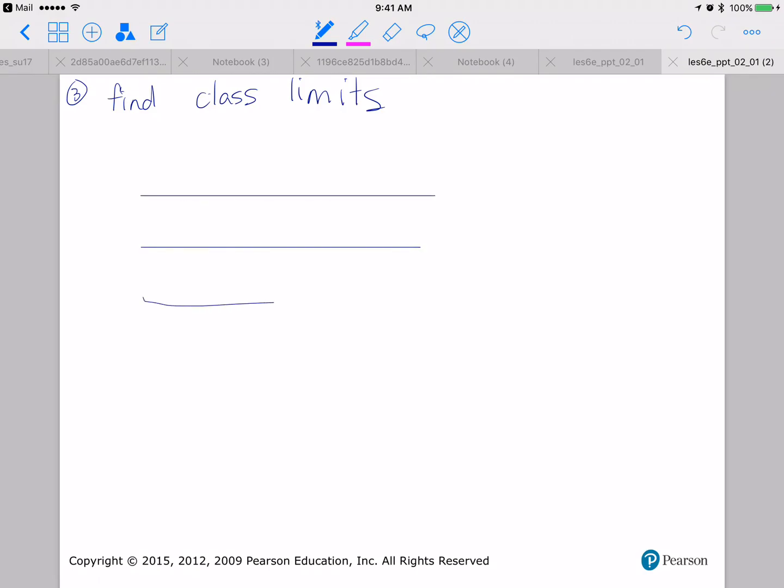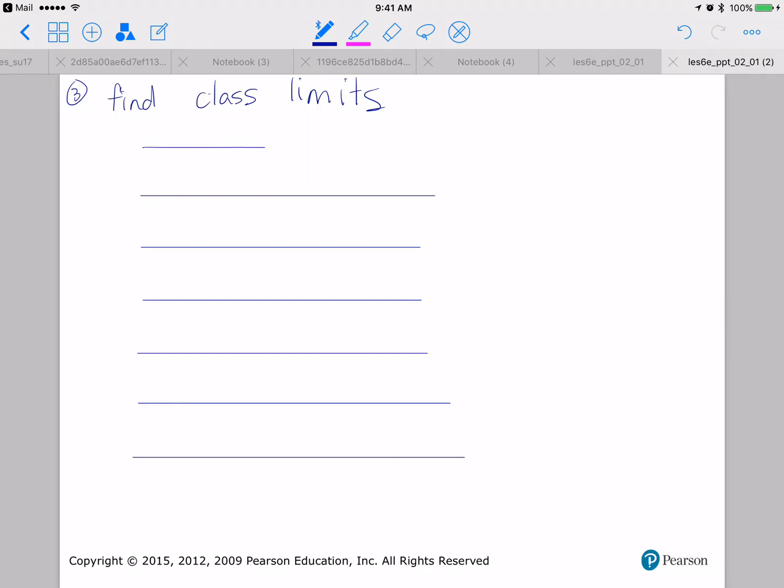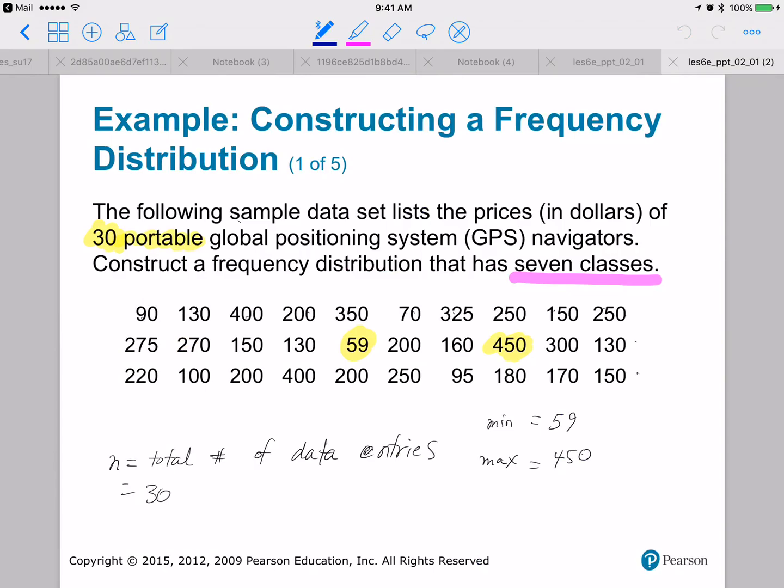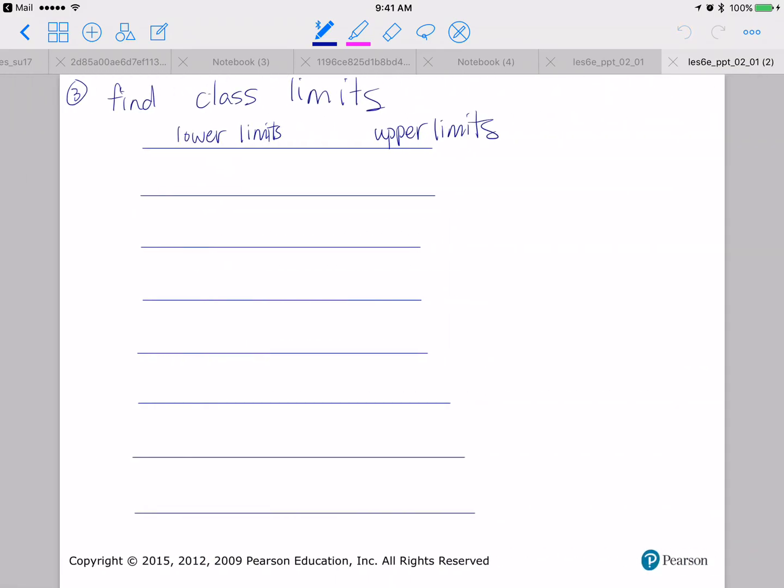So we'll start with our lower limits, and then we'll finish with our upper limits. For your lower limit, the first number you want to put in is your min, which is 59. So we're going to put in 59 for our lower limit.